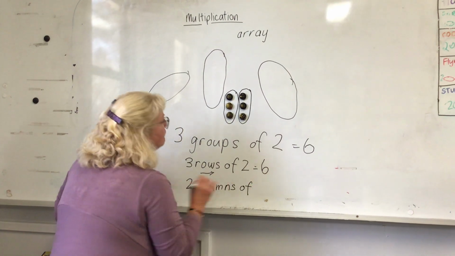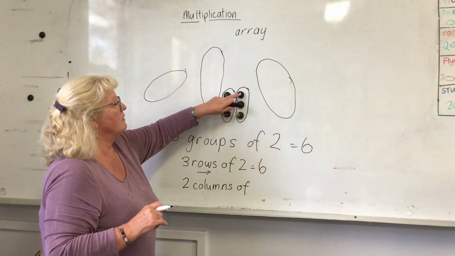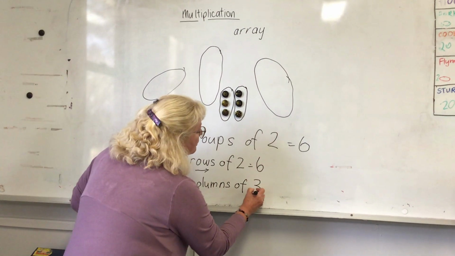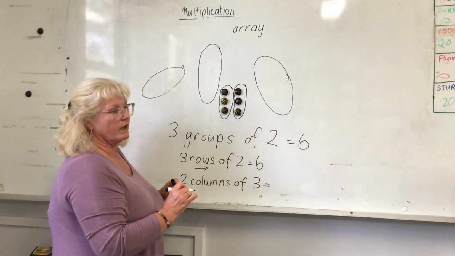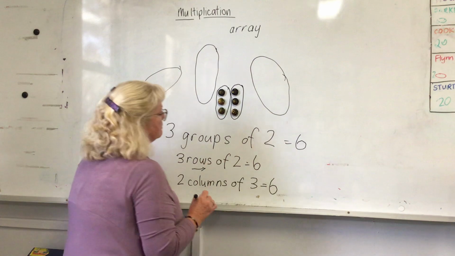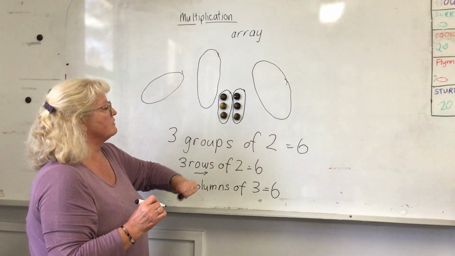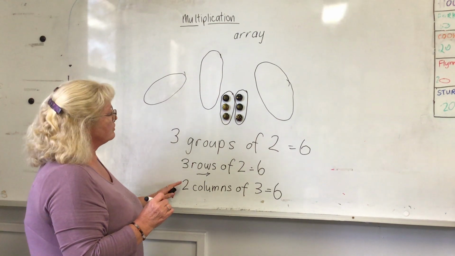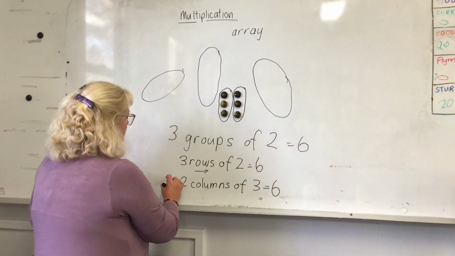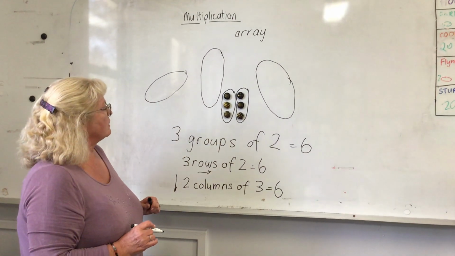and how many in each column now? 1, 2, 3, 1, 2, 3. So I have 2 columns of 3. My total hasn't changed though. I've still got 6. So 3 rows of 2 gives me 6, or 2 columns of 3 also gives me 6. So columns go up and down, rows go across.